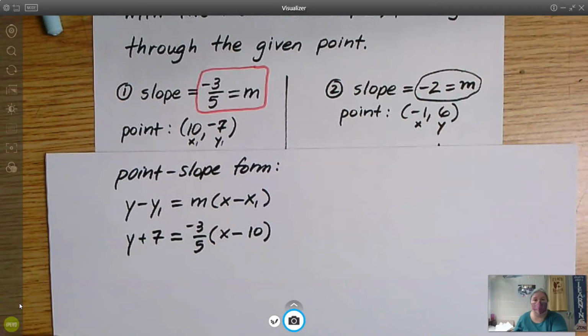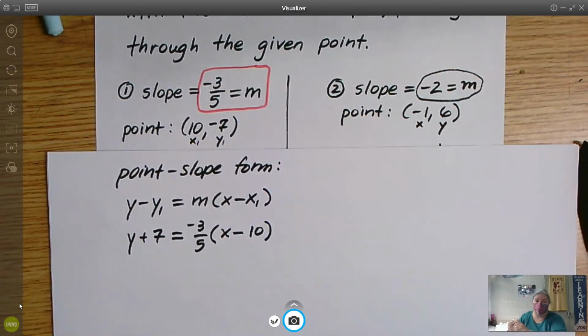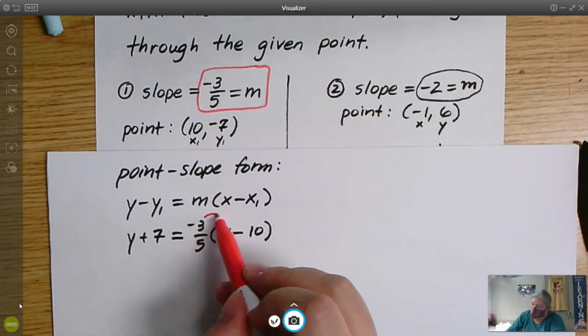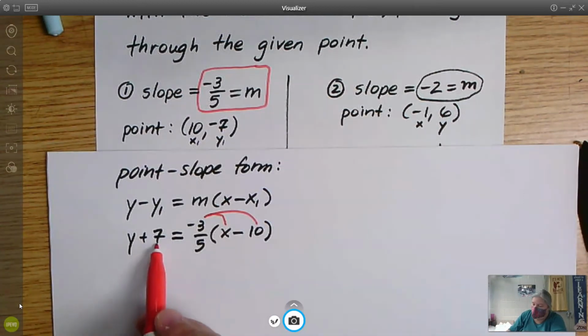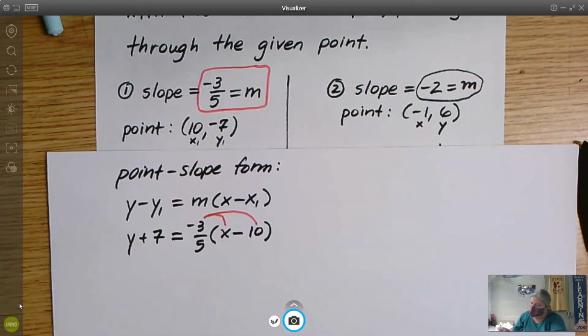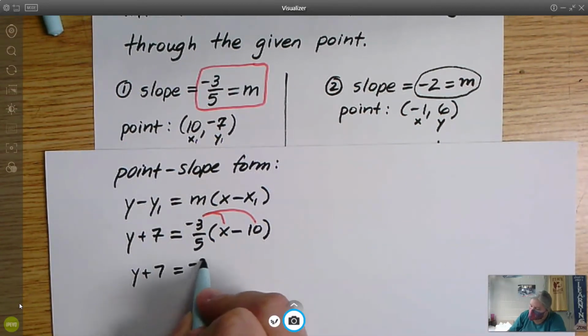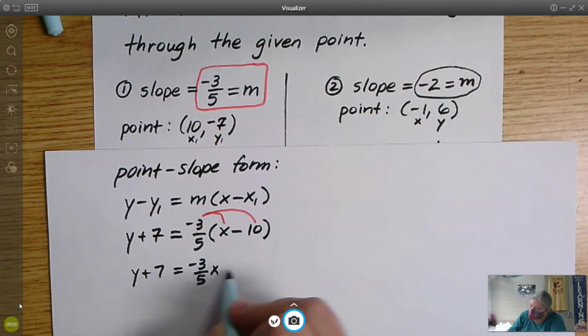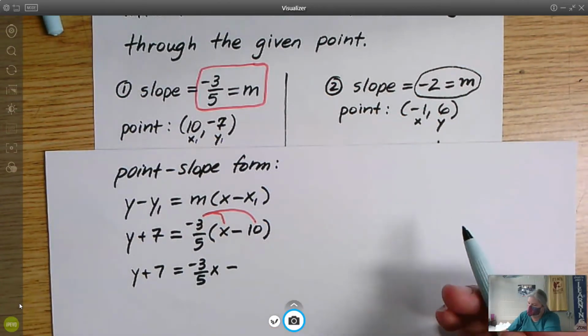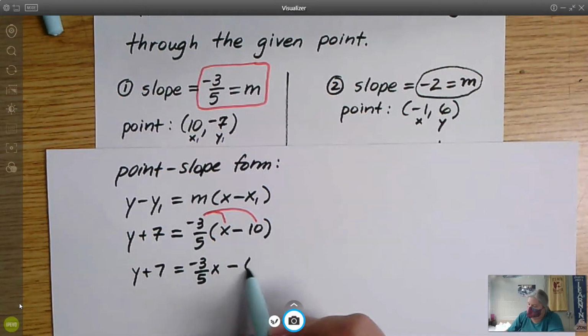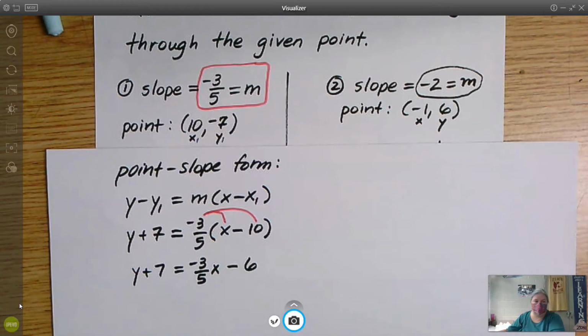Now, what if I'm asked for the equation in slope-intercept form? Well, I really don't have to do a whole lot to get there from where I am right now. I'm going to take this equation, I'm going to distribute, and I'm going to move this guy. So let's go ahead first. That gives me negative 3/5 x minus negative 3/5 of 10 is 6. And then all I've got left to do is to move the 7 over.